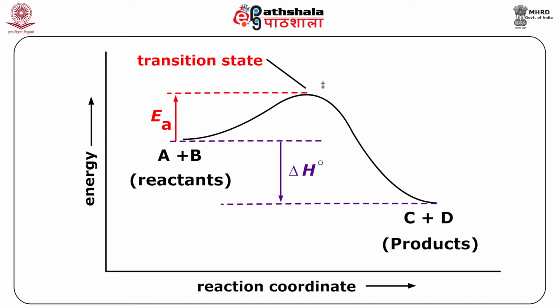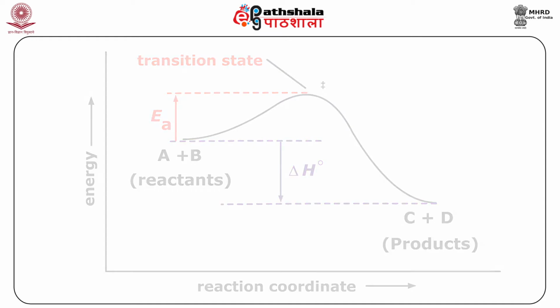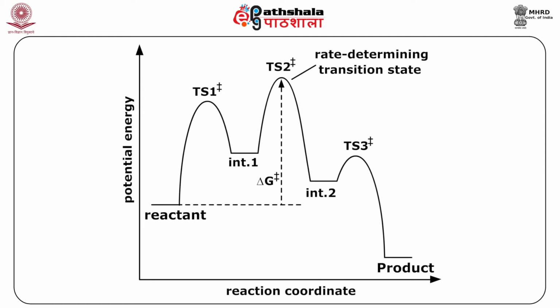A catalyst lowers this activation energy to reach the transition state. There may be more than one transition state for a particular reaction. Now, that is generally in multi-step reactions. This you can see in the figure. Now, in this figure, the local minima represent reactive intermediates and the local maxima are transition states.